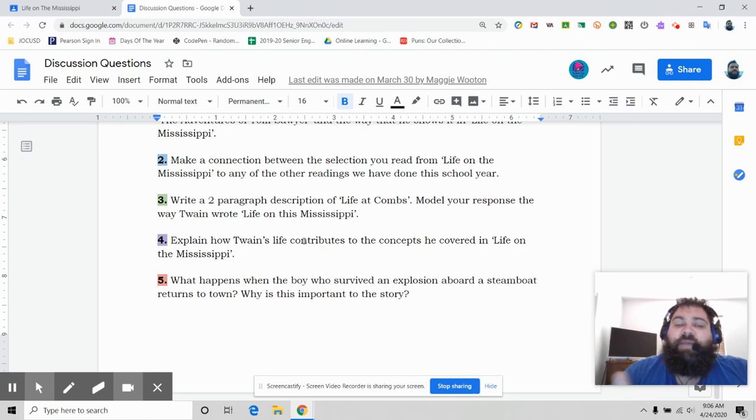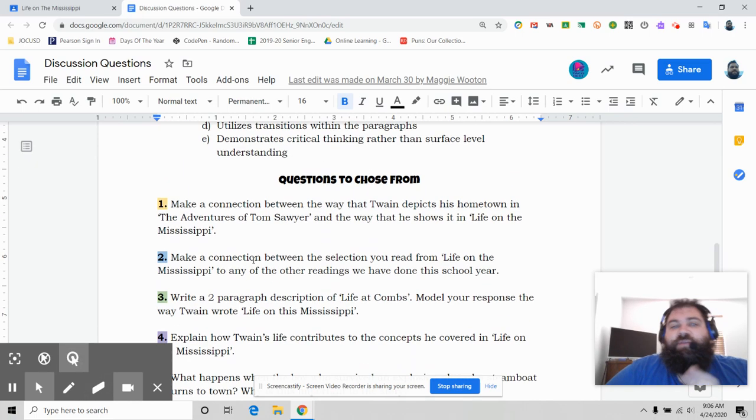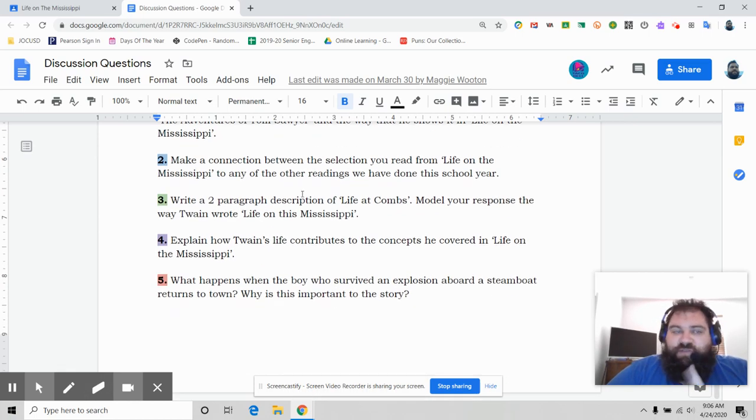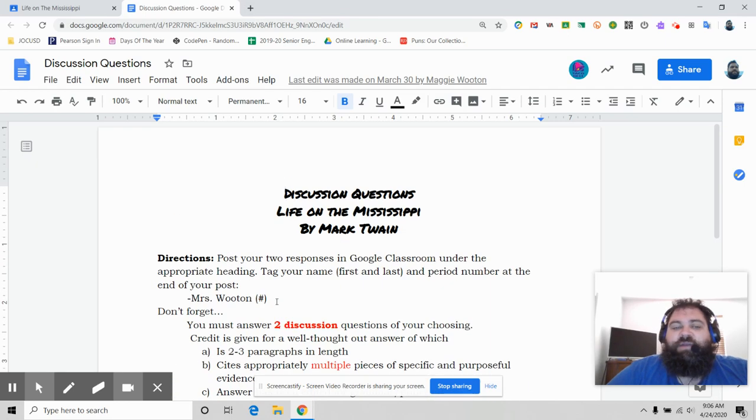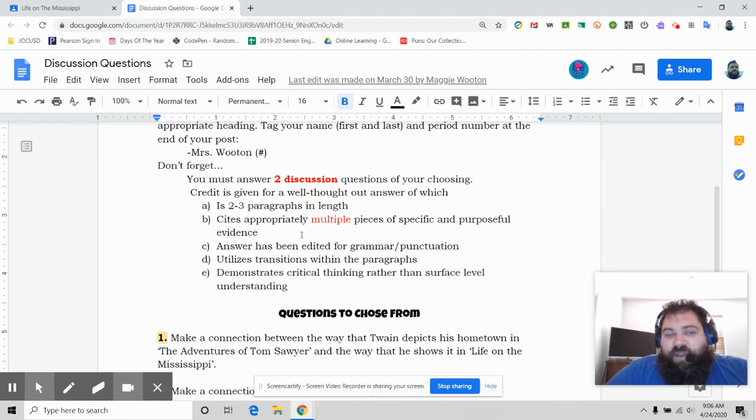And then number five, what happens when the boy who survived an explosion aboard a steamboat returns to town? And why is this important to the story? Okay. So you pick two of those. You answer one for discussion question one, and you answer the second one for discussion question two. Okay. Try to get it to 2 to 3 paragraphs in length. Do your best. Remember, it's going to be super easy, super flexible.